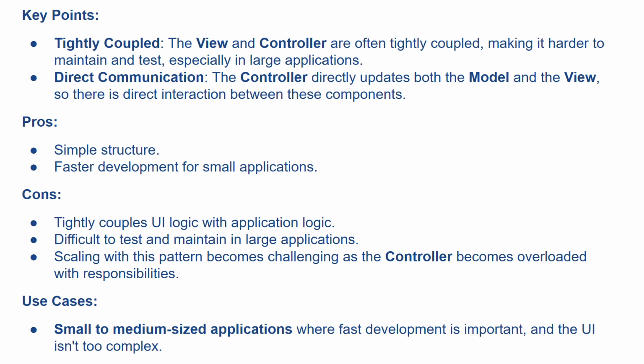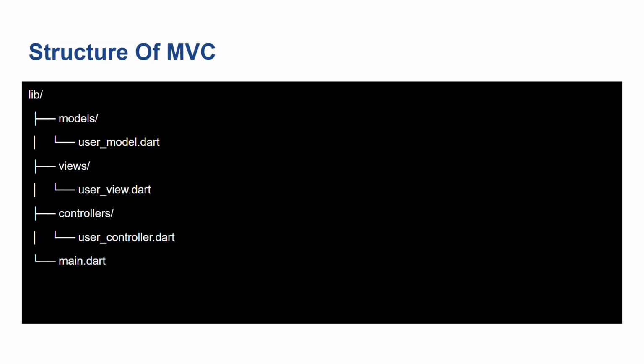So this is how we have MVC, and this is the structure: all the models go into the models folder, all the views are in the views folder, and all the controllers are in the controllers folder. So this is how MVC works, its structure, and its pros and cons.